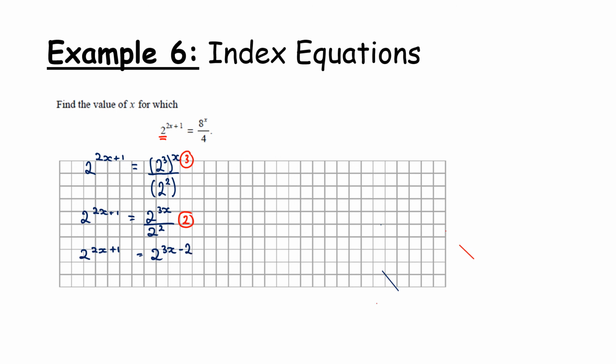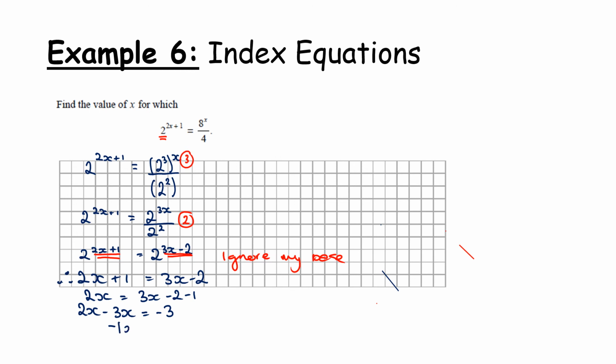Now, I focus on my powers and I ignore my bases. So I ignore the base and I just focus on the power on each side. So therefore, 2x plus 1 equals 3x minus 2. First thing I'm going to do, I'm going to subtract a 1 from both sides. I get 3x minus 2 minus 1. Now I'm going to subtract a 3x from both sides. So 2x minus 3x is equal to minus 3. So I get minus 1x is equal to minus 3. Divide both sides by minus 1 and I get x equals 3.